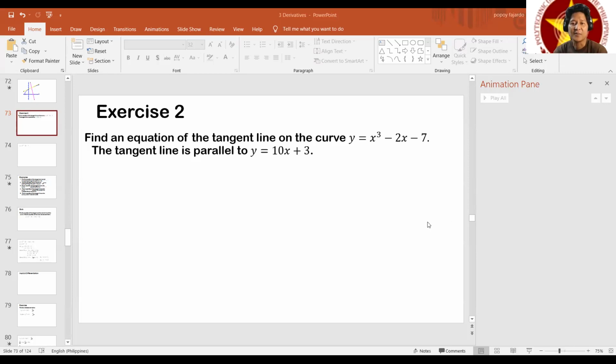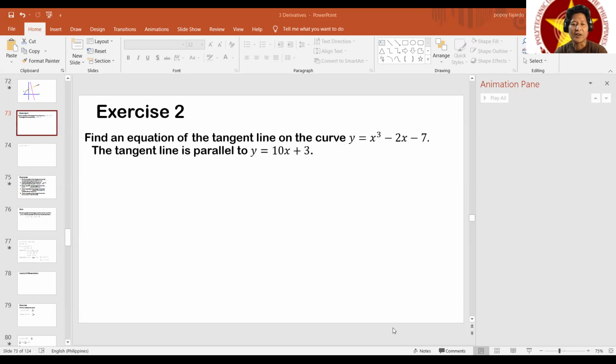Okay, so ito, ibang klase naman ng problema. Kanina, meron tayong point of tangency and then meron tayong curve. And we identify the line. Ito naman, binigyan tayo ng isang linya parallel to the tangent line. Wala pa yung point of tangency. We now have to identify the point of tangency naman. So how do we find the equation of the tangent line?